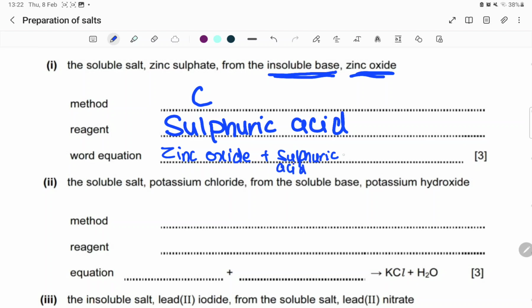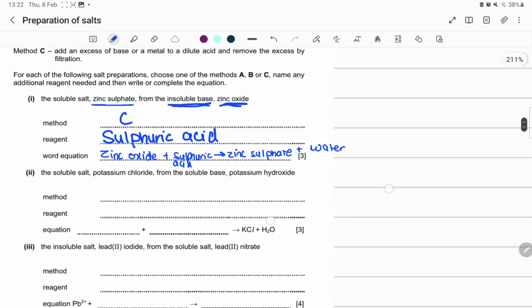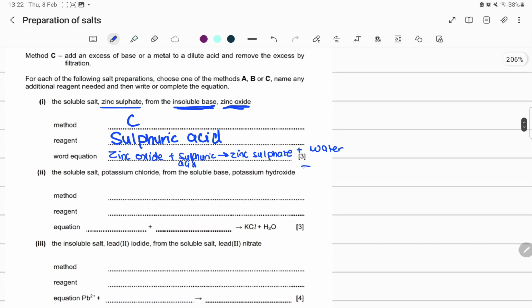This is acid plus base gives salt, which they have already told us what is forming, and we should know anyways. Gives salt plus water. So those are your 3 marks. The soluble salt, potassium chloride, from the soluble base potassium hydroxide.